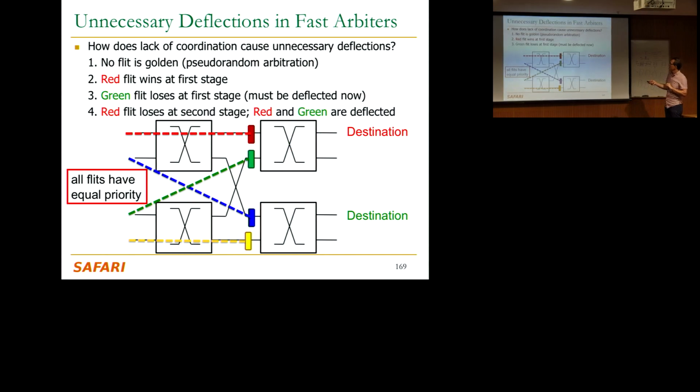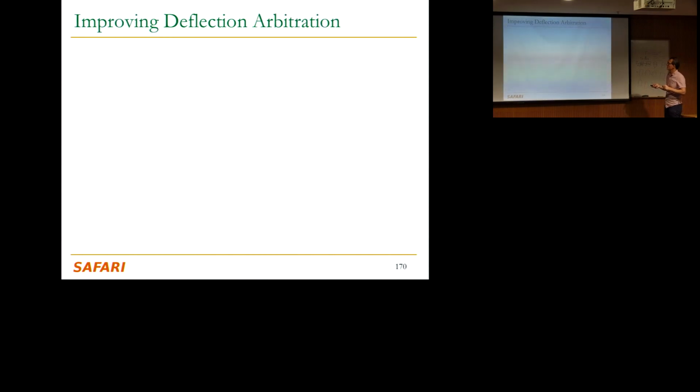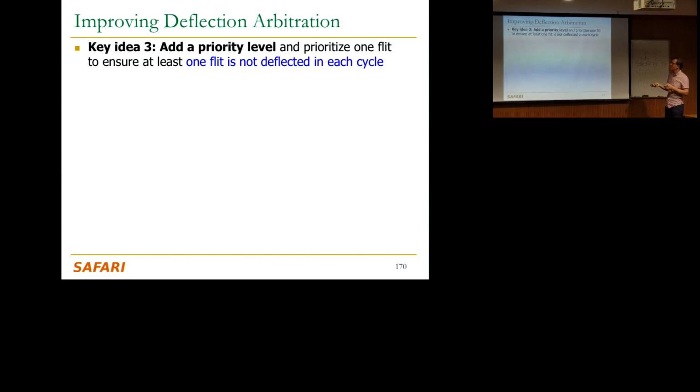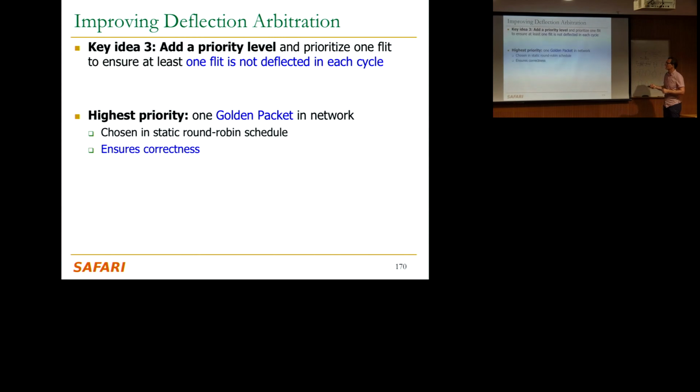So red flit actually loses at the second stage. You get an unnecessary deflection over here. So both of these deflections are unnecessary, as you can see, right? Because you're making random choices. So if you want to improve this, add another priority level. And you may want to add more than one priority level. But if you do add one more priority level, you gain a lot of benefit because you ensure that at least one flit is not deflected in each cycle. So the highest priority is one golden packet in the network. It's chosen in static round.